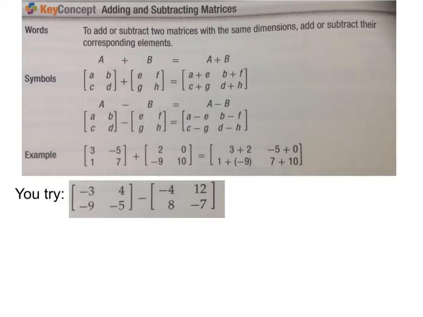First off, we need to talk about what matrices are. Matrices are just a great way to organize data. So if you had a bunch of t-shirts and you had a blue t-shirt and a green t-shirt.